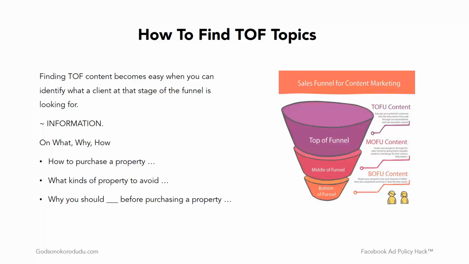For instance, for this real estate example, you can simply say how, which is the first one here: how to purchase a property in California, whatever. That's top of funnel content. How to do XYZ. The next is what kinds of property to avoid in blah, blah, blah. Why you should do this or that before purchasing a property. So you want to key into the how, what, and why, and think deep into the mind of your buyer.